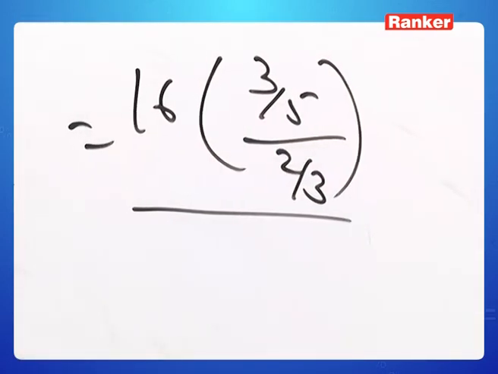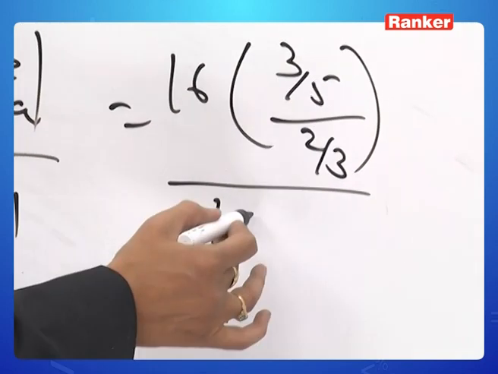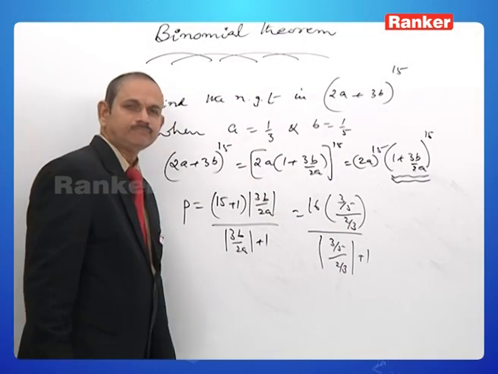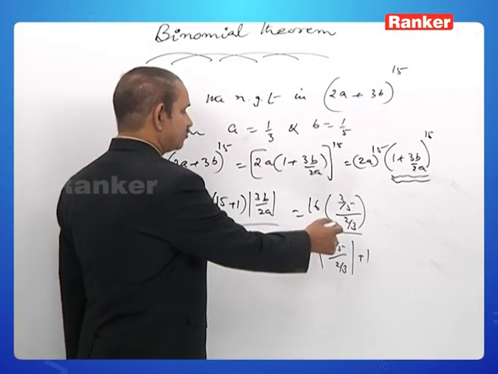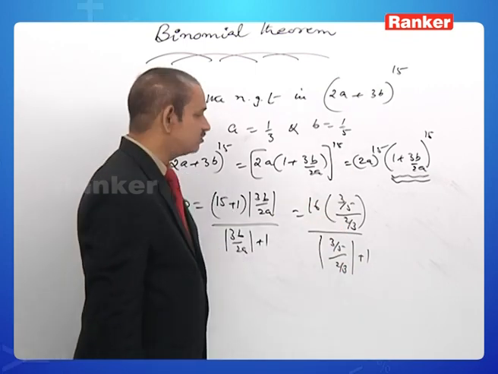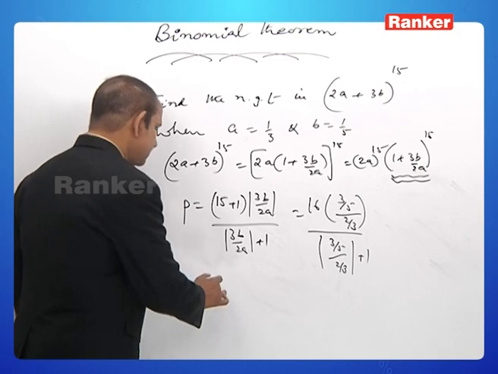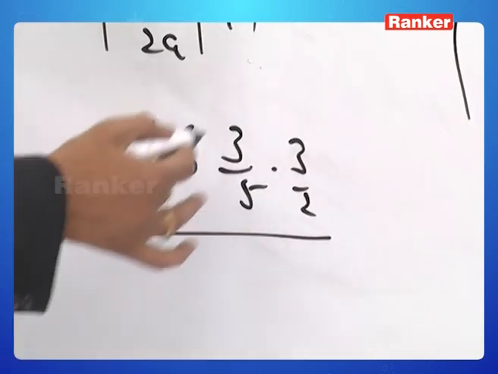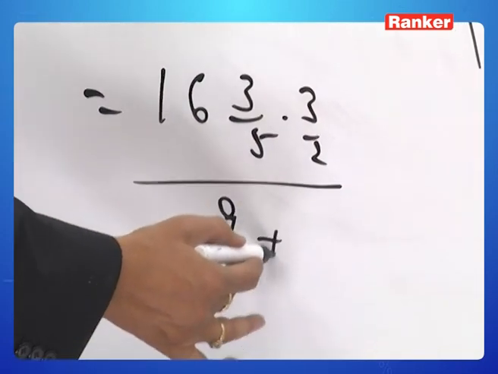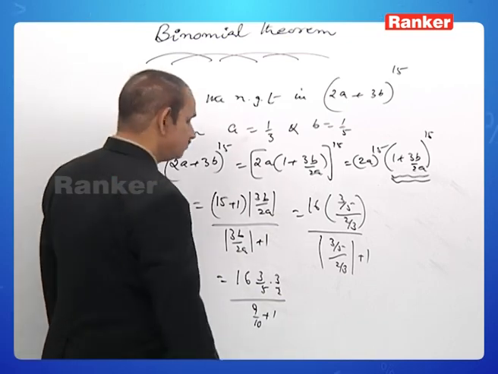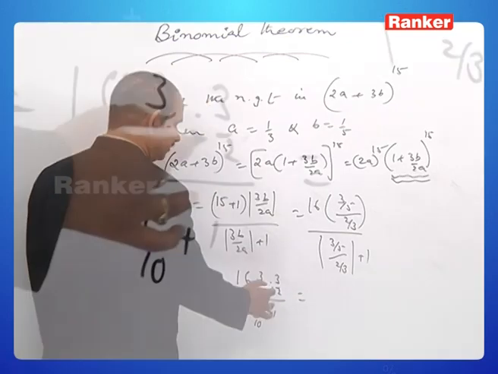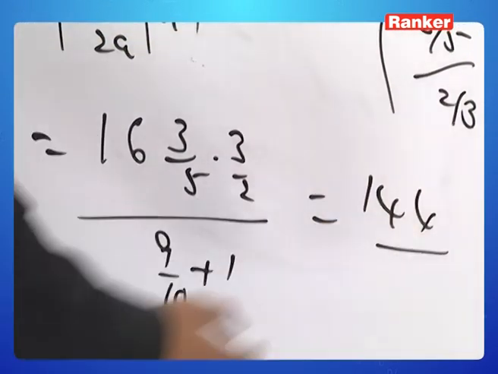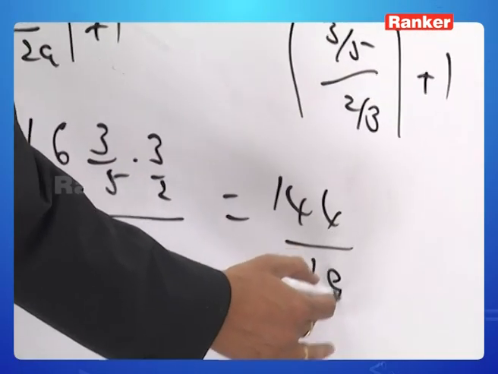So 3b by 2a, what is it? 3 by 5 by 2 by 3, plus 1. Good. If this 2 by 3 goes to the upper side, it becomes 3 by 2, so that it is 9 by 10, isn't it? 16 into 3 by 5 into 3 by 2, that is 9 by 10, plus 1. Multiply with 10 on both numerator and denominator. What is going to happen? This 10 will be cancelled. 3 into 3, 9. 9 16s are 144. Am I correct? By 9 plus 10 is 19.